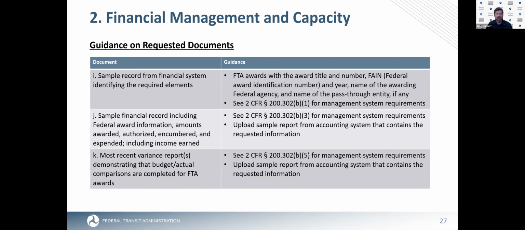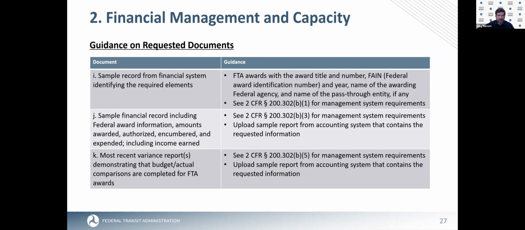Great, so item I, actually everything on this slide is related. So basically I, J, and K are asking for sample records from your financial system, and there are specific things that have to be in there. So looking at I, you would want to provide a sample record from your financial system that shows your FTA awards, including the award title and number, the FAIN, that's the Federal Award Identification Number, and year. That's basically your grant number. Also the name of the awarding federal agency. If you have any pass-through entities, you would want to highlight that.